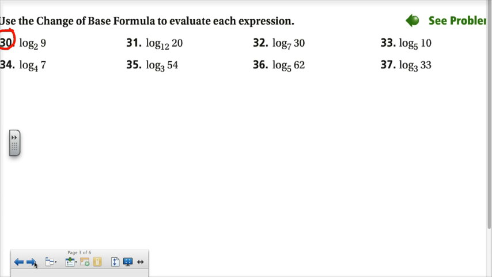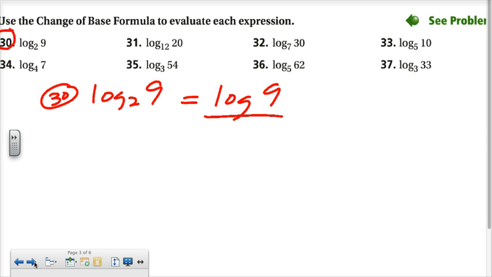Number 30 says use the change of base formula to evaluate each expression. We have logarithm base 2 of 9, and in this case we would use the logarithm of 9 divided by the logarithm of 2 so that we could go ahead and punch that into our calculator. We just use that common base of 10 for the common logarithm for both of these. So we need logarithm of 9 divided by the logarithm of 2.